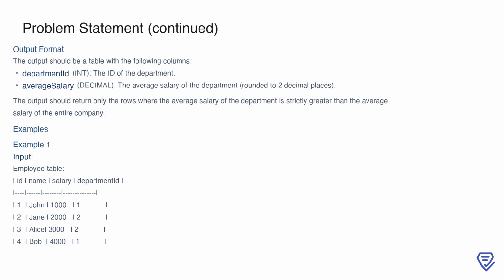Suppose the employee table contains data for employees across multiple departments, with their salaries and department IDs specified. Based on these records, you will calculate the average salary for each department and the entire company, then filter out departments that don't meet the criteria.